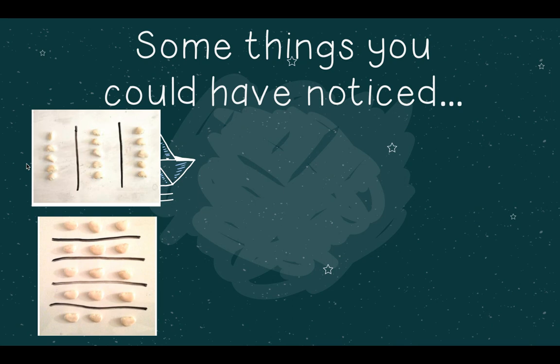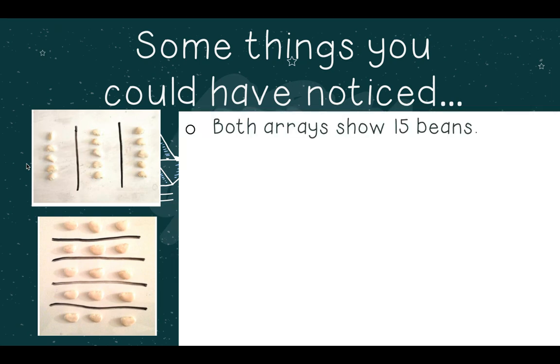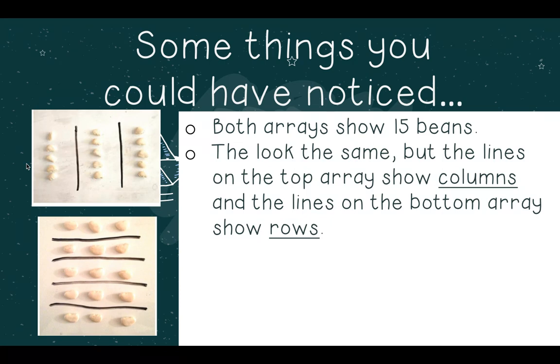Okay, so some things you could have noticed about the two arrays are they both show 15 beans. They have the same product. They look the same, but the lines on the top array show columns, which is this array. And the array on the bottom shows rows, which is this array.